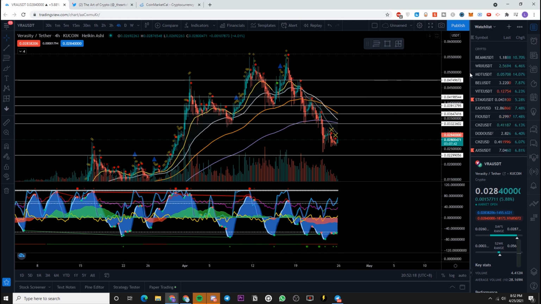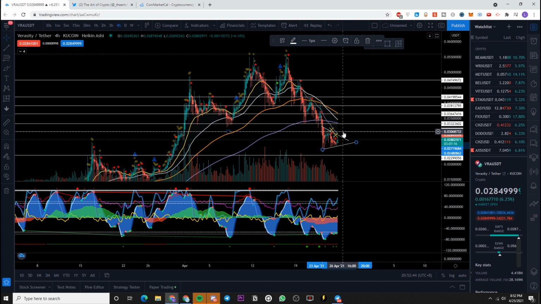So feel free to mark these levels on your chart. These would be the profit taking targets, and this would be a very strong level of support if we were to break down from here, and I would definitely buy VRA at this level if we get there. But if not, I would buy the breakout and retest of this level right here at 0.0306, and that would be a golden, beautiful entry.